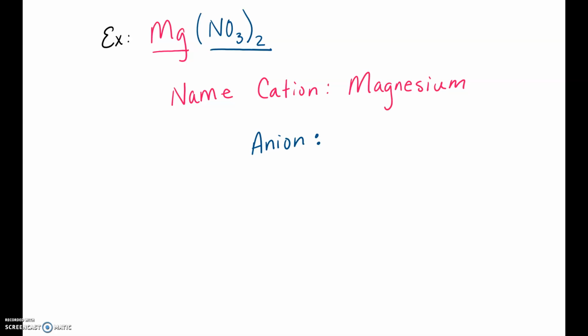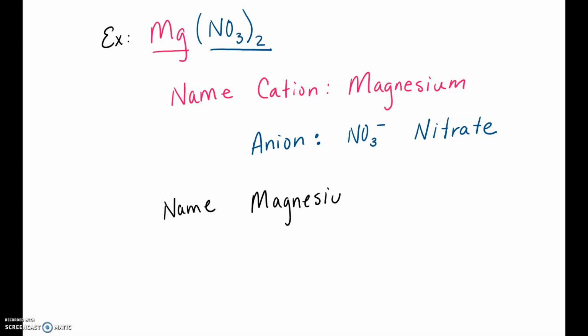So the anion is NO3, and that, if you look at your polyatomic ion sheet, NO3 minus is the ion called nitrate. Okay, so this is nitrate. And so when we put it together, the name of Mg(NO3)2 is magnesium nitrate. Magnesium nitrate. Let's look at another example.